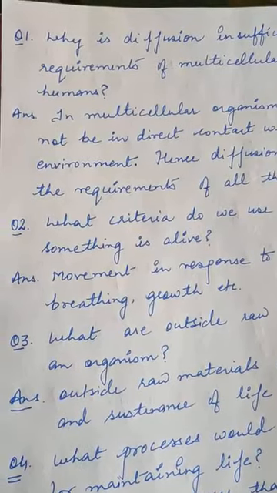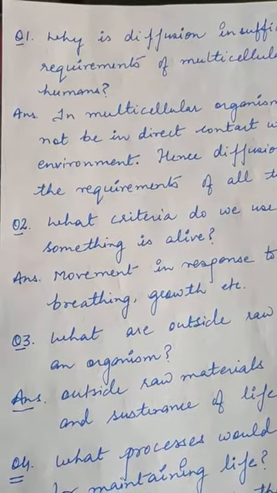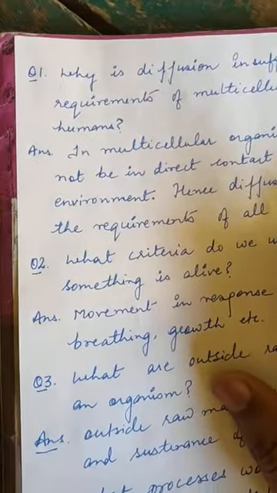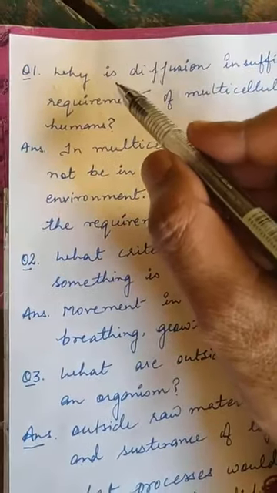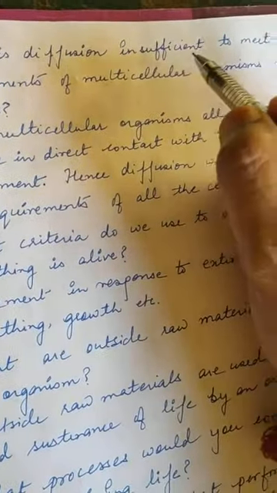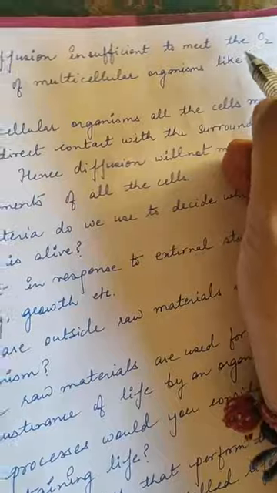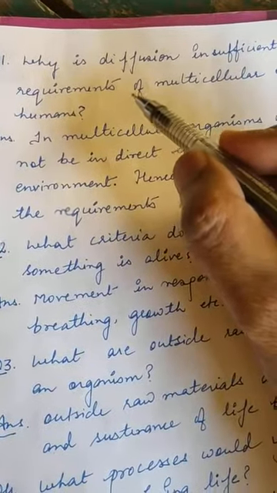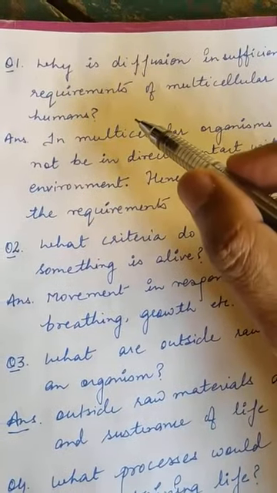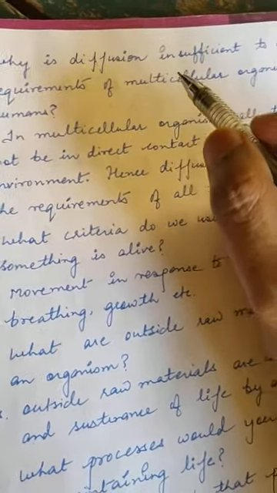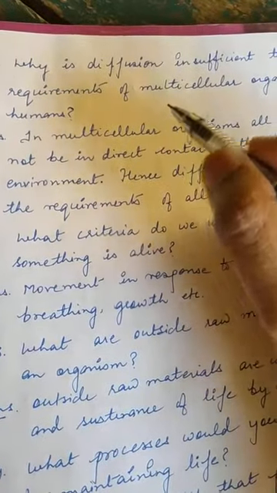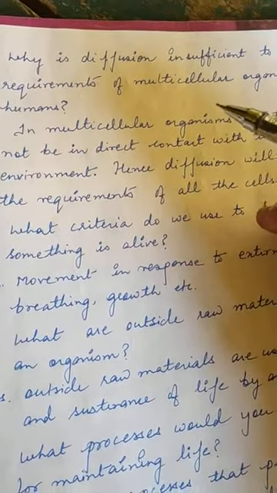So today we are going to discuss question answers of the chapter of life processes, right? So the first question we are going to discuss is, why is diffusion insufficient to meet the oxygen requirements of multicellular organisms like humans, right? So why is diffusion insufficient to meet the oxygen requirement in case of human beings like us, right?